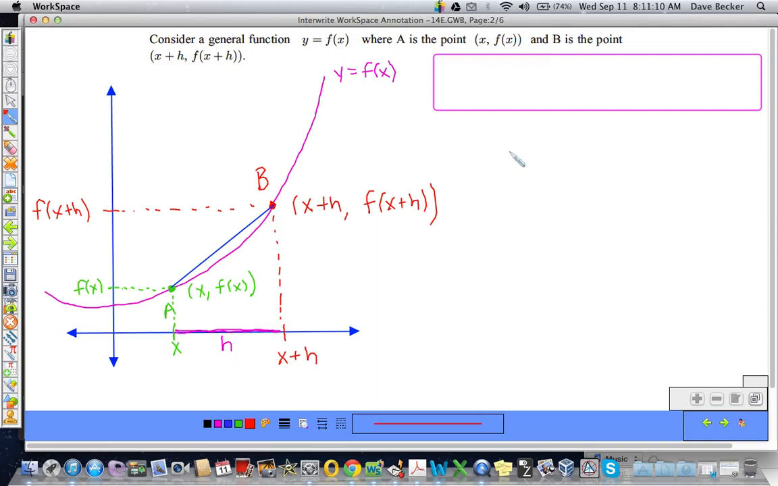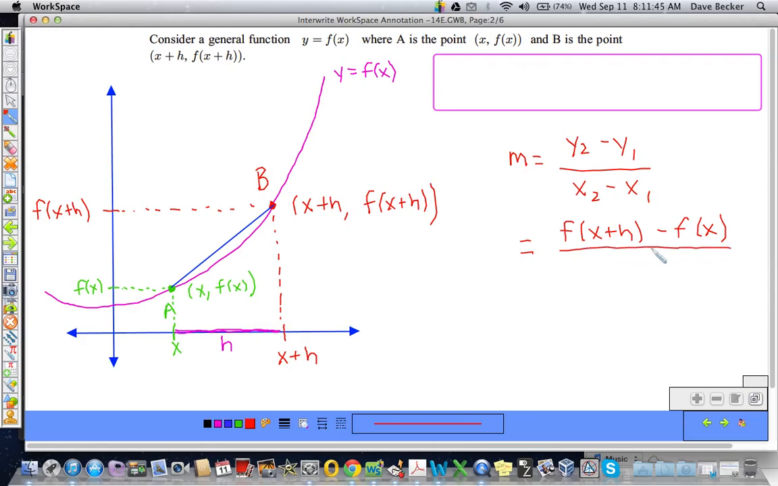Well, remember the slope formula. m equals y2 minus y1 over x2 minus x1, okay? So we're going to do that with these ordered pairs. So for this, it's going to be y2, f of x plus h, minus f of x, okay? The f of x plus h minus f of x over x plus h minus x. Okay, I guess I really don't need those parentheses. I don't know why I put them there. Let's get rid of it.